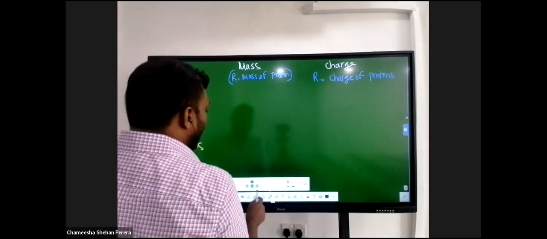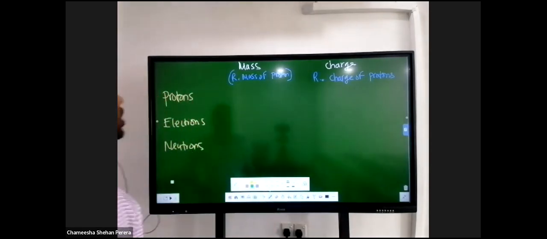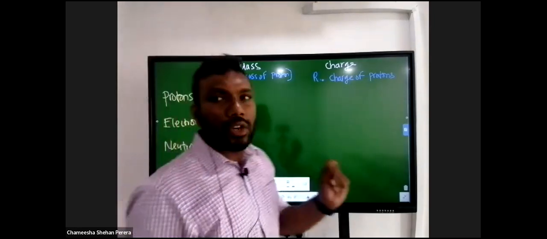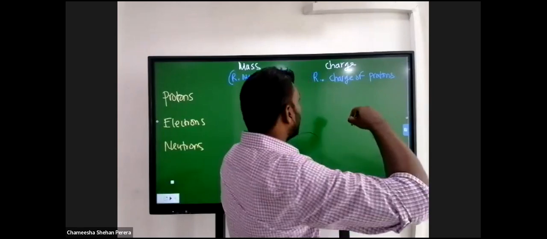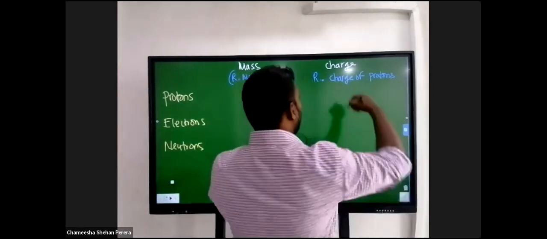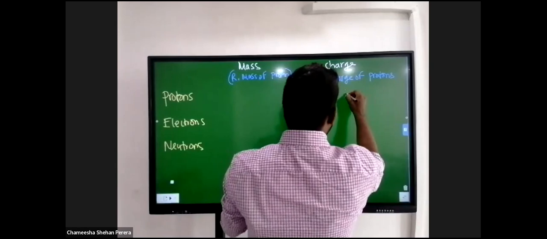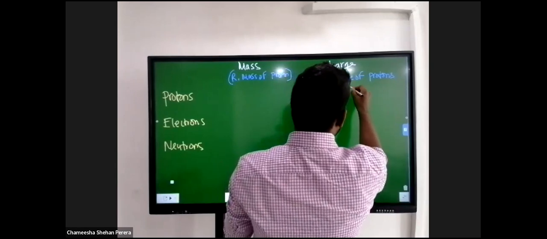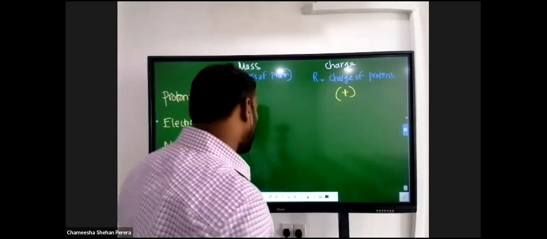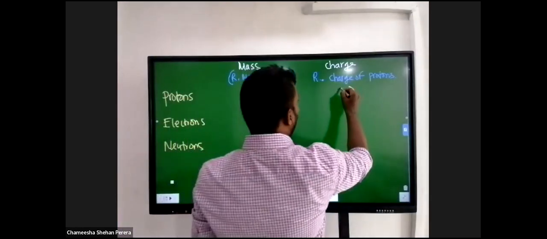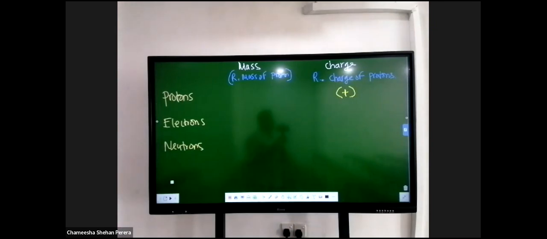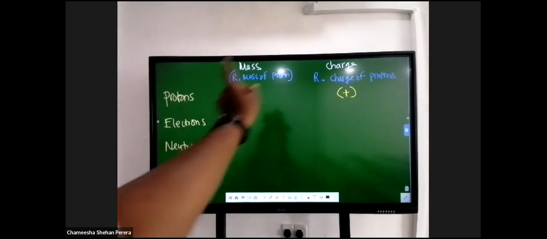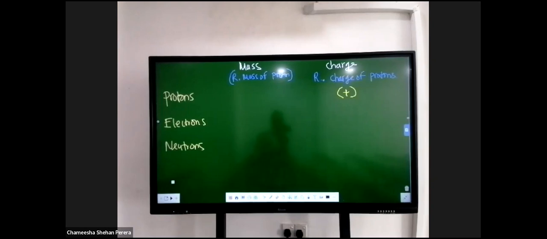They actually found out the charge of a proton. They researched and found out that the charge of a proton is positive. We took it as positive one, right? One proton has one positive charge. So a proton has a positive charge, and one proton will be one positive, positive one. Okay.